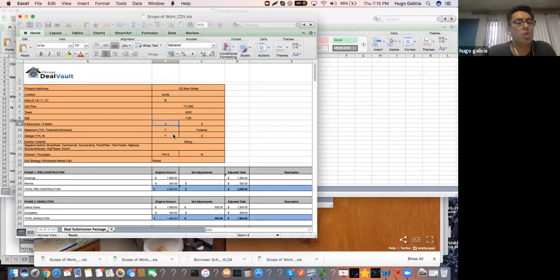So let me just quickly show you. So 3-bedroom, 2 baths, basement, no basement. So this is on a slab. So this does not apply, it's not finished. The next item is garage. Yeah, it does have a garage. It's a 2-car garage. Then exterior material is siding.